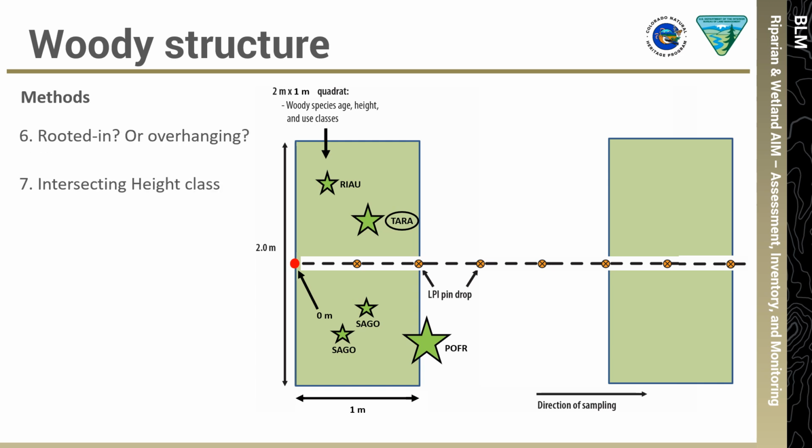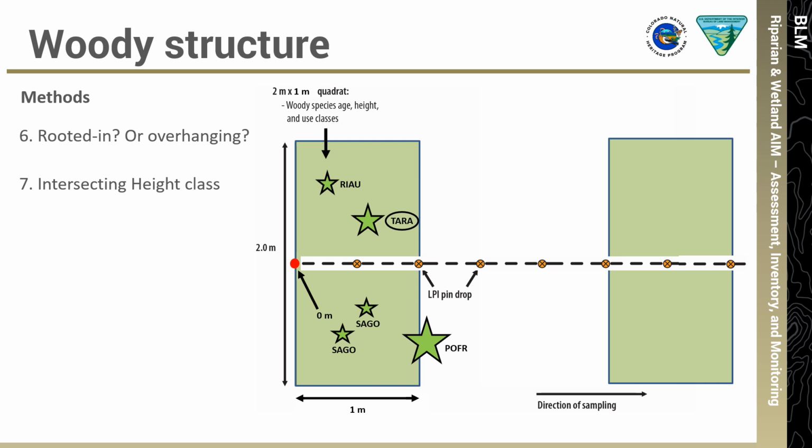Step 6 is, for each woody species, record whether it is rooted in the quadrat or whether all branches are overhanging the quadrat. If any individuals of a species are at least partially rooted in the quadrat, record the species as rooted in. If all individuals and branches of a species are overhanging, record the species as overhanging. In our example here, 3 of the species are rooted in, and the cottonwood, Populus, shown in the lower right, is overhanging, not rooted in.